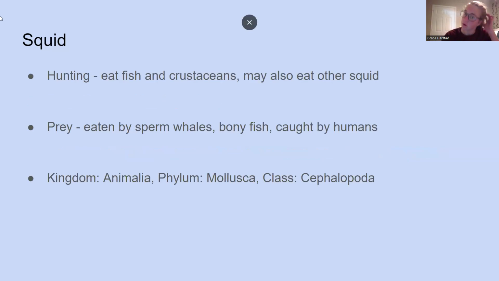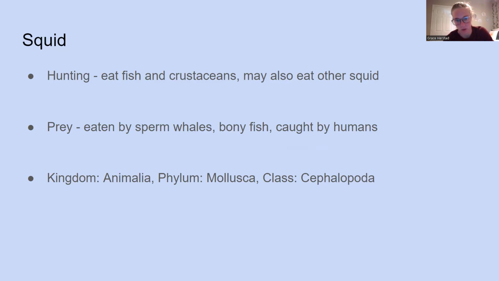So for hunting and as predators, squids eat fish and crustaceans, but they also might eat other squids, especially if they're in a stressed environment, like being caught in a net. As prey, they're eaten by most of the larger fish in the ocean, like sperm whales, bony fish, and then they're also fished by humans. So squids belong to the kingdom Animalia within the domain Eukarya.